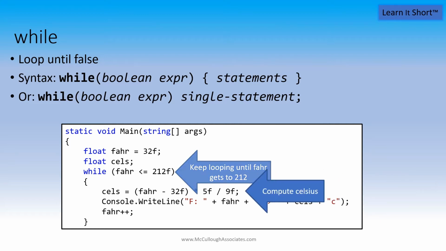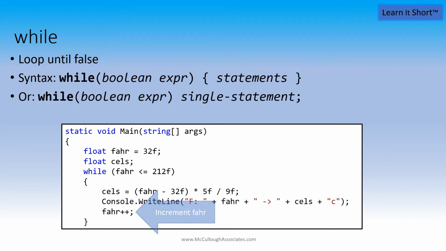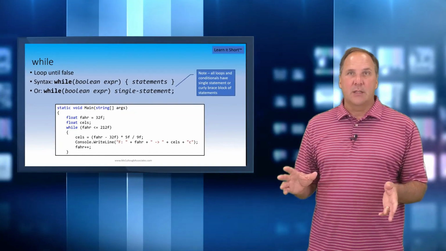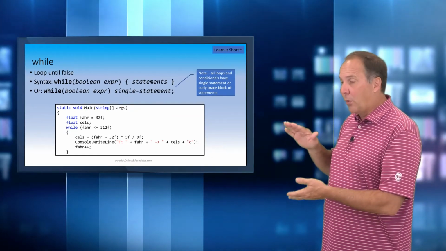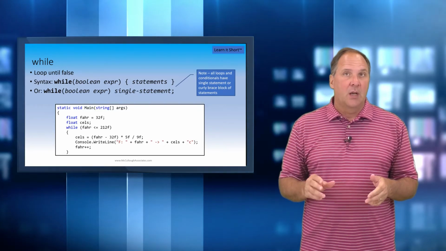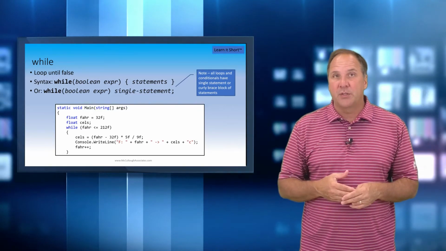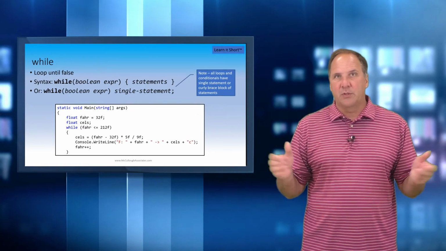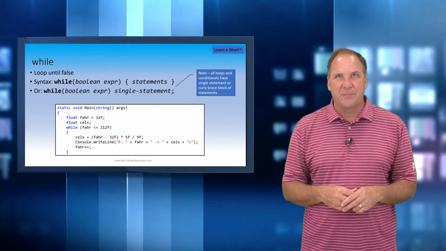In the body of the loop, we compute the Celsius value and display it and the Fahrenheit value to the console. Then we increment Fahrenheit. If we didn't increment, then the loop would never end. For all of the loops and conditionals, the target can be a single statement or 0 or more statements enclosed in curly braces. A lot of people always just put the curly braces no matter what, and then they don't have to worry about it. But sometimes, if it's really simple, we just leave them off if we just have one statement.